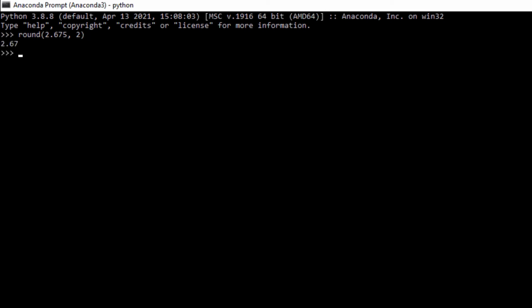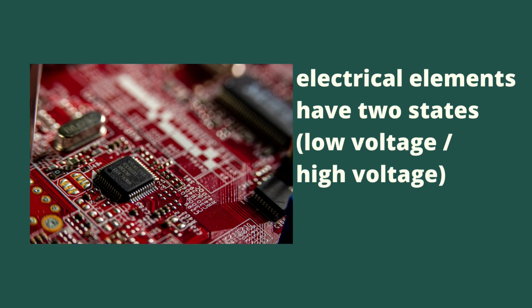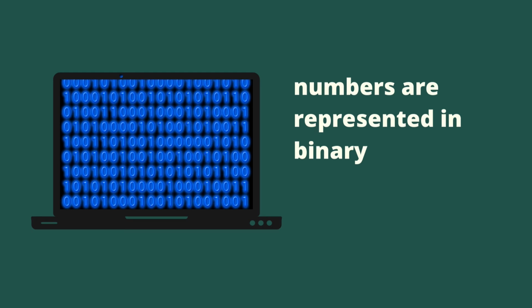No, it's not. It is because most decimal fractions can't be represented exactly as a float. Computers are based on electrical elements that have only two states, usually low and high voltages. It's natural to store numbers in binary. However, binary can only accurately represent those numbers as a finite fraction where the denominator is a power of 2. Unfortunately, for most numbers, this is not the case.